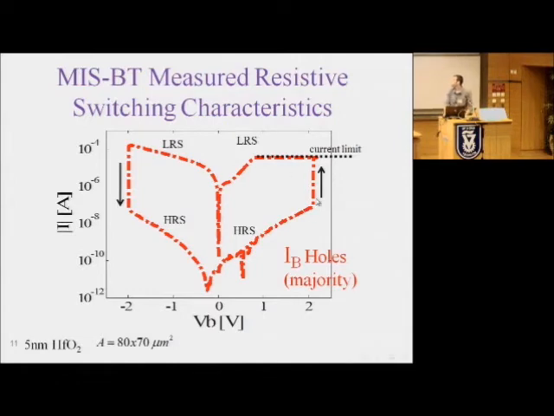This is the set process, the change from high resistance state to a low resistance state, and we're using here the current limit. And at the opposite bias, you can see that this change is reversible. So at the opposite bias, we will reset back from a low resistance state to a high resistance state.